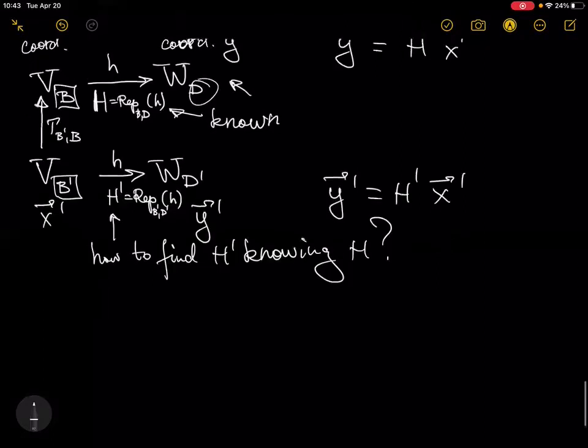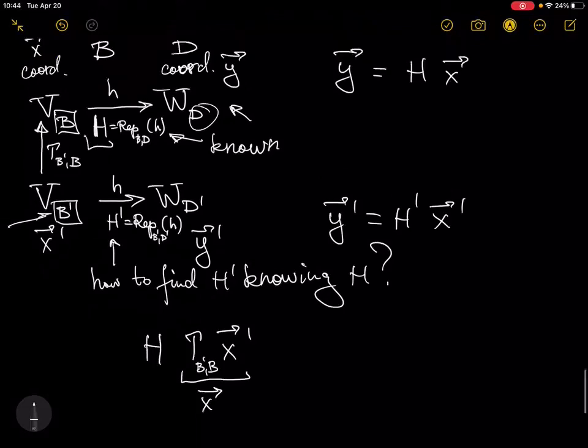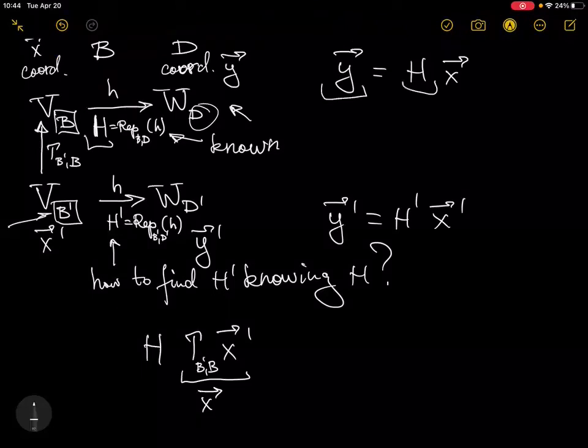Then you already know how to apply your homomorphism to coordinates with respect to the basis B prime. How? You just first switch using the transition matrix from B prime to B. So this already will be X, right? Coordinates with respect to the basis B. Then now you can apply your homomorphism, like that. The only problem is that you will get coordinates with respect to the basis D. You will get Y's here.